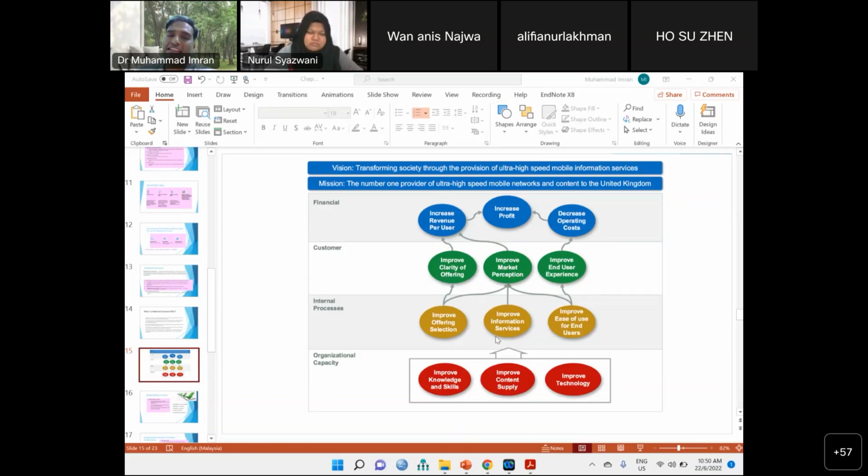Now, the main thing: increase revenue, increase profit, reduce operating cost. The main function of any company is looking for minimum input and maximum output. Understand? But they cannot achieve this except through all three steps, which must include customer, internal process, and organizational capacity. That's all for today's lecture.